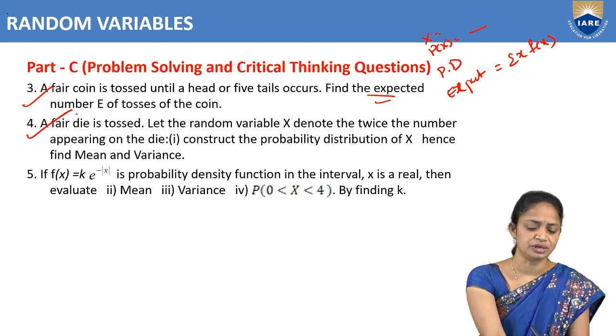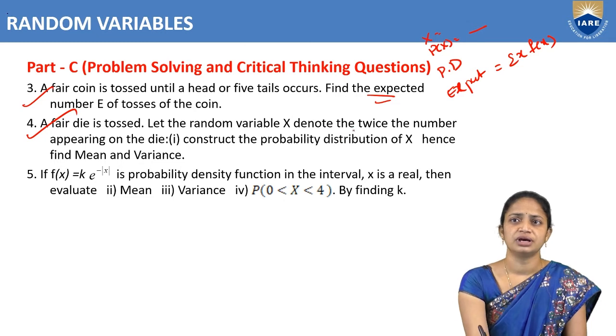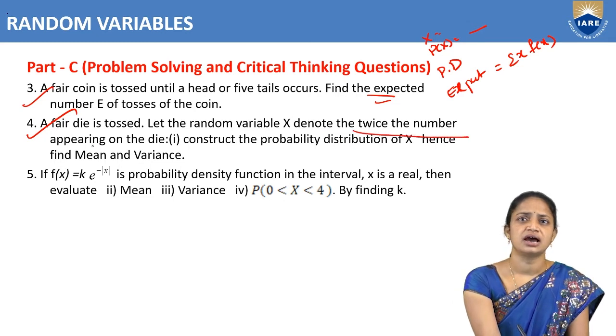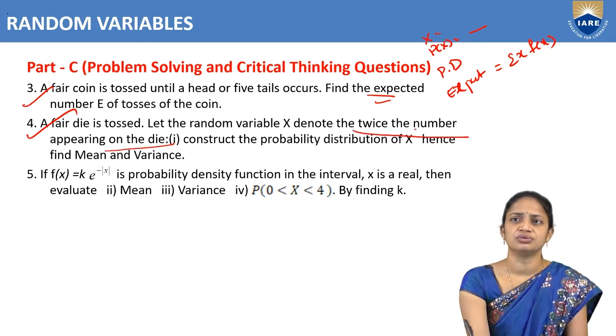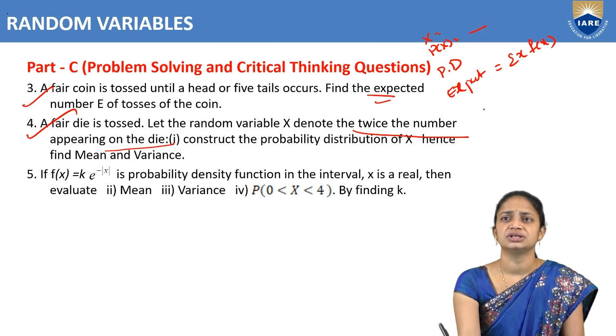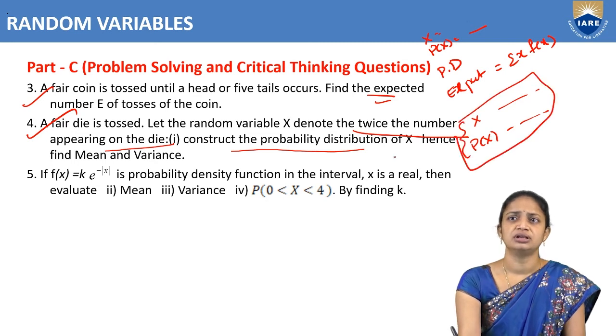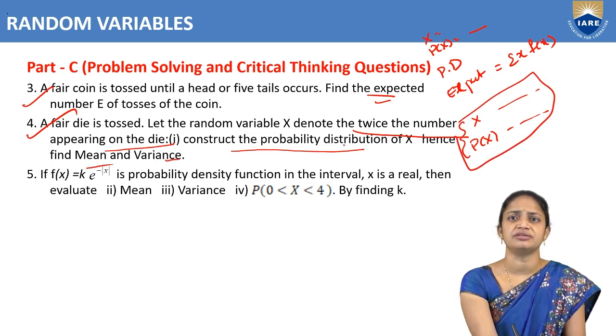Now coming to the next question, a pair of fair dice is tossed. Here also x denotes the twice appearing on the die. When will it appear twice? If it is 1, 1, then it will appear twice. So that means 1, 2, 3, 4, 5, 6, six possibilities are there. Those are x values. We need to find the probabilities. After that, construct the probability distribution. This is our distribution table.